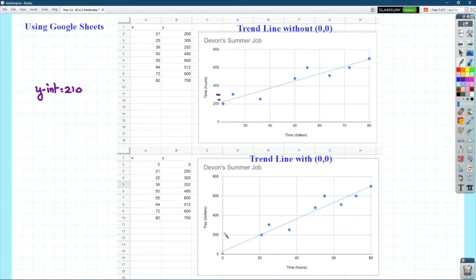Here I put 0, 0 into my table and then had the trend line do the graph, and notice how it almost goes between this point and this point. I could actually use that information because I know what those points are, but notice it did not go through 0, 0. So this was another way. So there was the way I did by hand, the way without 0, 0 in the table, and then the way with 0, 0 in the table. So you get 3 different examples.